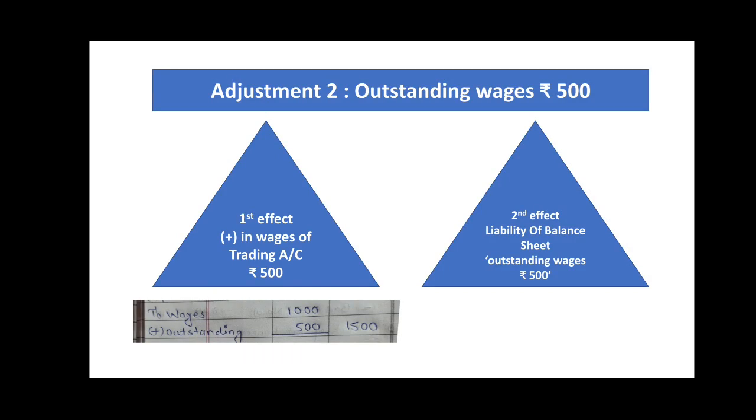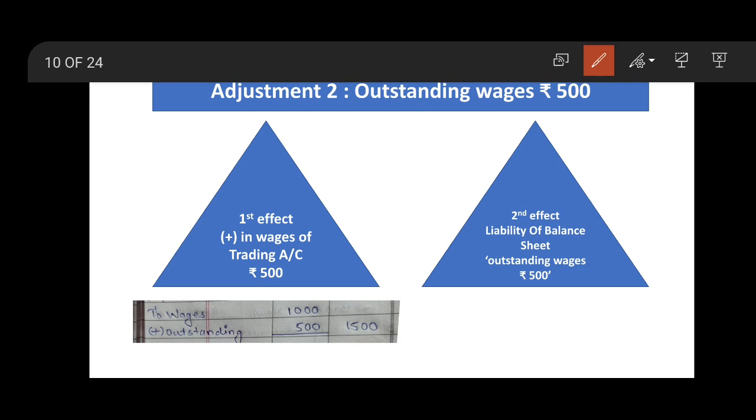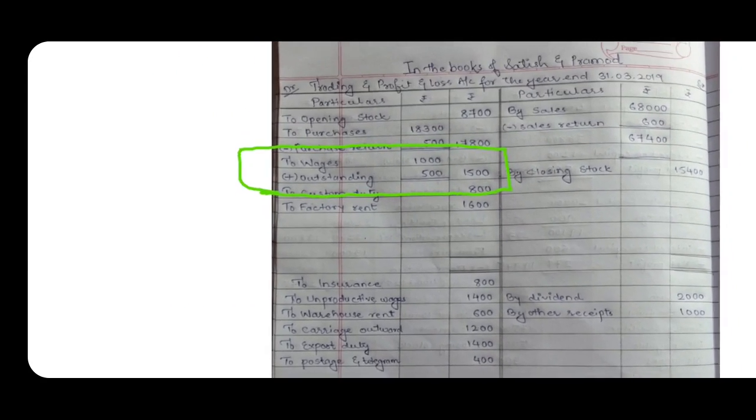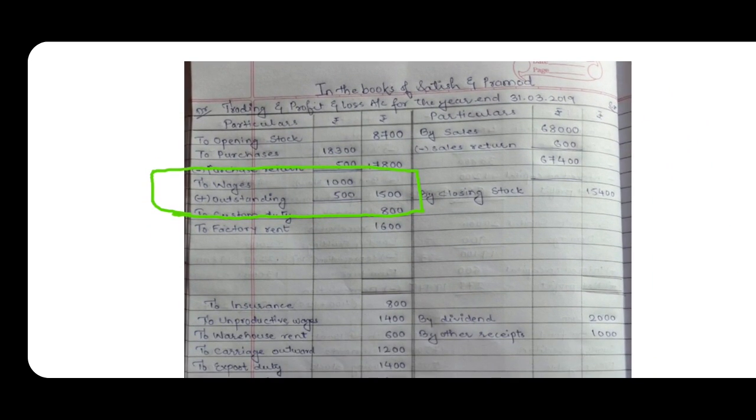Next adjustment, outstanding wages rupees 500. Outstanding is always added. Wages balance we already wrote in the trading account, so we will add it. We will add this outstanding wages to the debit side of trading account. We will add outstanding wages 500 and will get the amount in the outer column. The next effect goes to the liability of balance sheet, but we are not preparing balance sheet here. So, in this way, to the debit of trading account, we will add 500 to the wages.